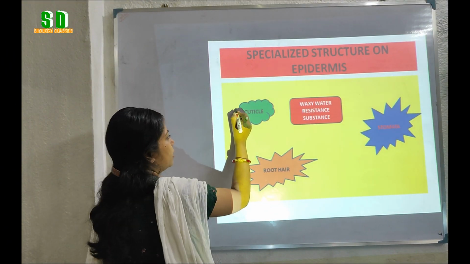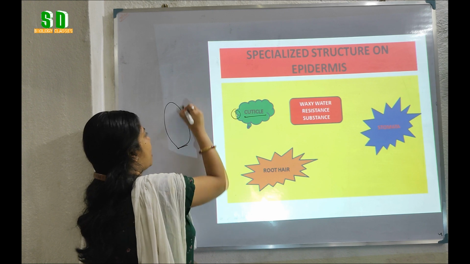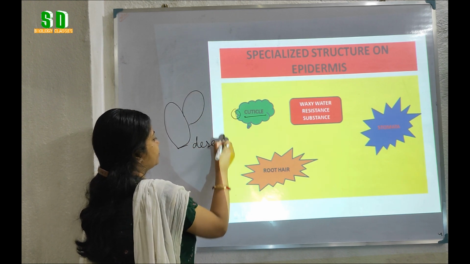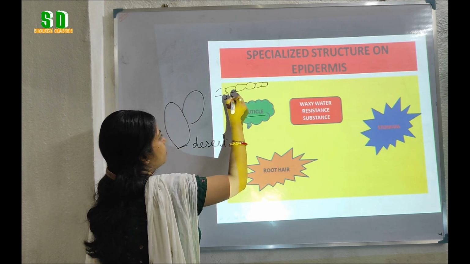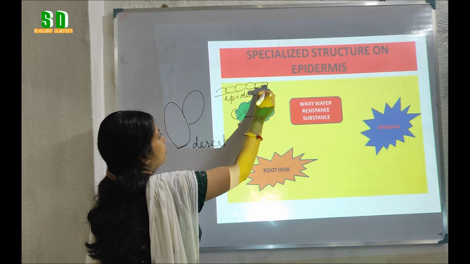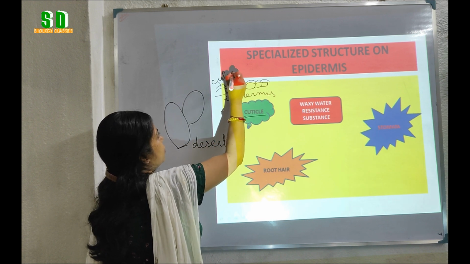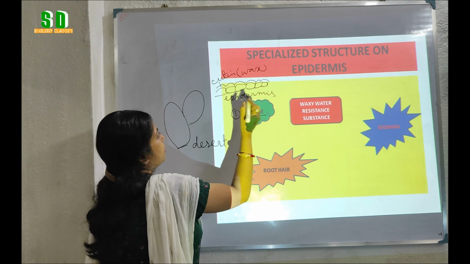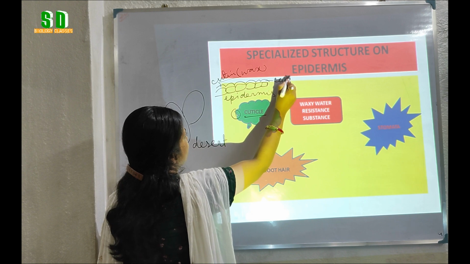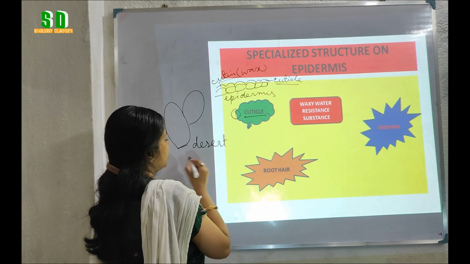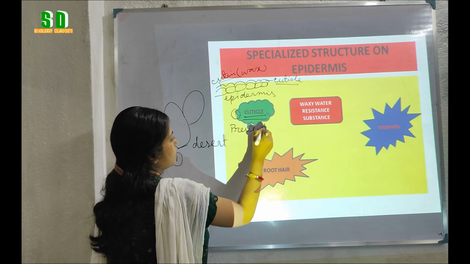So students, here we have the first important modification or specialization, that is the cuticle. In cactus-like plants, that is desert plants, the outermost layer, the epidermis, has another extra layer made up of cutin. Cutin is a wax-like substance. The layer outer to the epidermal layer made up of cutin is called the cuticle. Due to the presence of this cuticle layer, it prevents excess water loss.